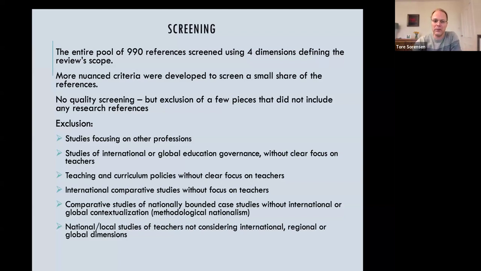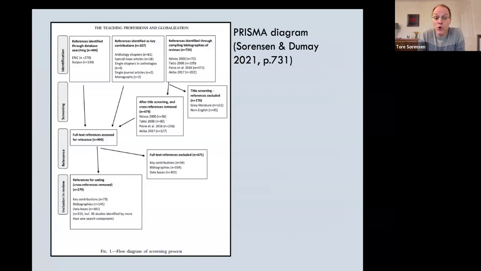And that meant that we removed a lot of the literature from our pool, and we ended up with 279 pieces of literature. And again, this is quite a lot, and obviously too much for a dissertation or for coursework for students. That is quite obvious. But just to indicate the process that we went through.